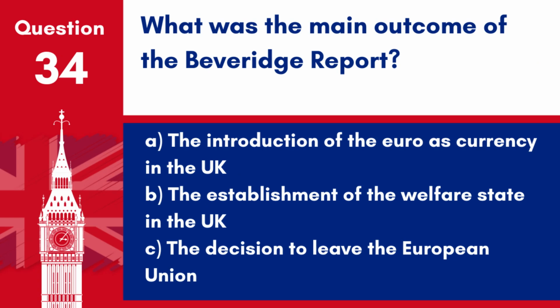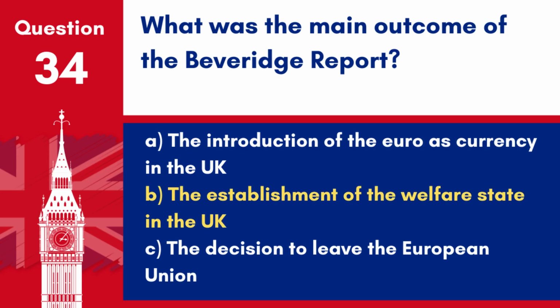What was the main outcome of the Beveridge Report? A. The introduction of the euro as currency in the UK. B. The establishment of the welfare state in the UK. C. The decision to leave the European Union. D. The reform of the British educational system.